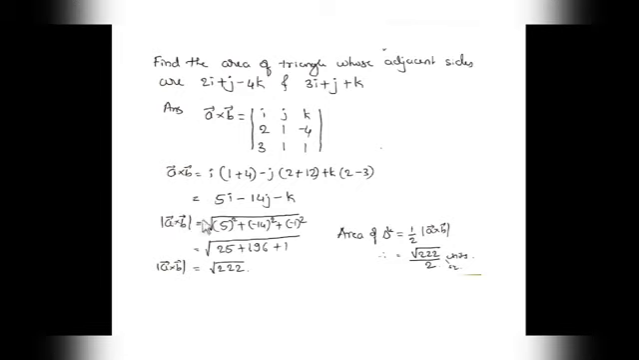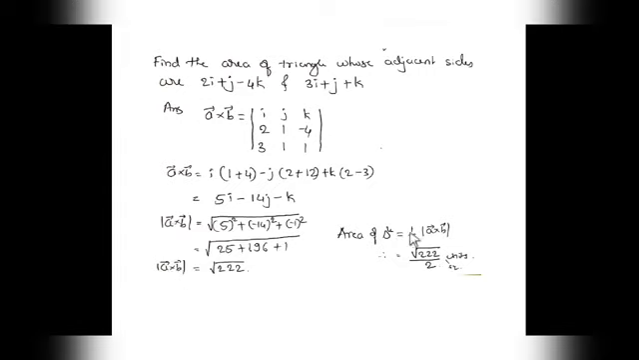Now we have to find out the magnitude of this. Magnitude of vector A cross vector B will be equal to square root of 5 square plus minus 14 square plus minus 1 square. That is 5 square is 25, minus 14 square is 196 and plus minus 1 square is 1. Add all the quantities, then I'll get square root of 222. This is just magnitude of vector A cross vector B.